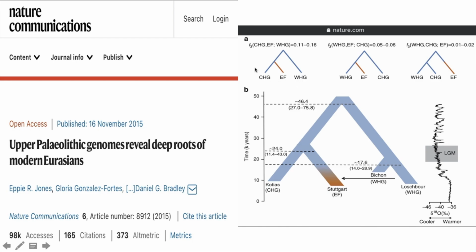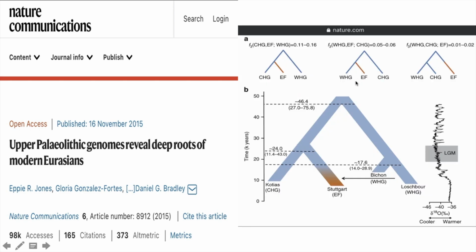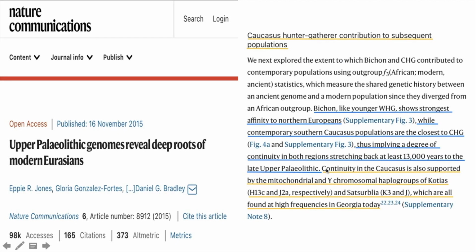They're both descendants of the same population, the same type of people, as they said right here. Western hunter-gatherers and Caucasus hunter-gatherers are the descendants of two ancient populations. So this is what I was just showing. And here is another chart, a bit closer, showing the relationship between Caucasus hunter-gatherers, Western hunter-gatherers, and early farmers. They come from a common source. So, Caucasus hunter-gatherer contribution to subsequent populations.